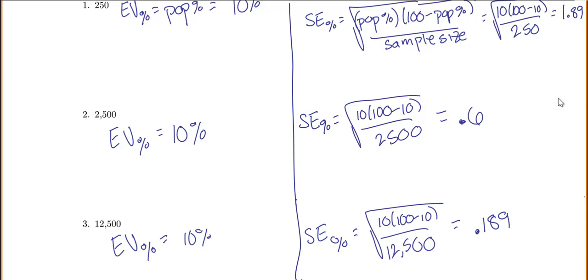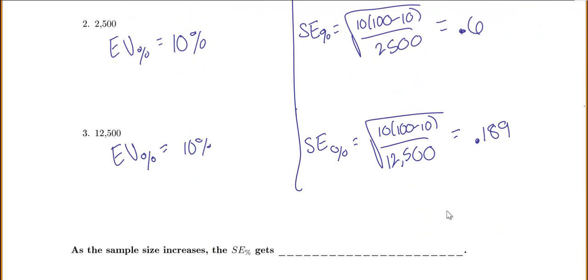So what do you notice? Once again, our expected percentage stayed the same. It's just 10% for each. But the standard error, we went from 1.89 to 0.6 to 0.189. Notice our standard error got smaller as the sample size increased. And it turns out that this happens every single time because of the formula of the problem. Since you're dividing by the sample size, when you divide by bigger numbers, your final result gets smaller. And so a very important result in statistics says that as the sample size increases, the standard error of the percentage gets smaller.